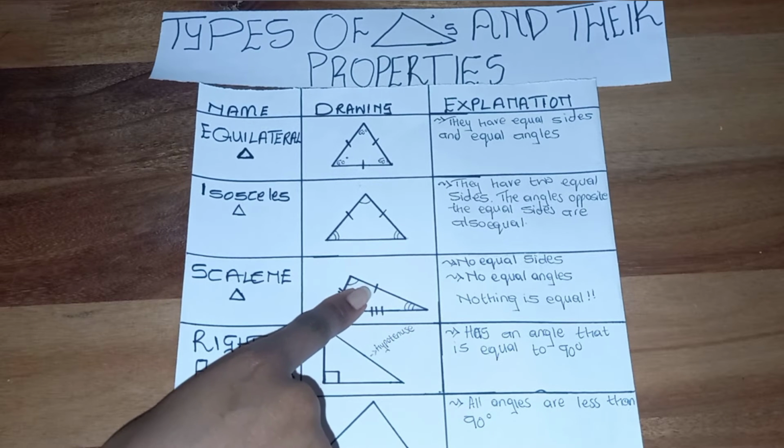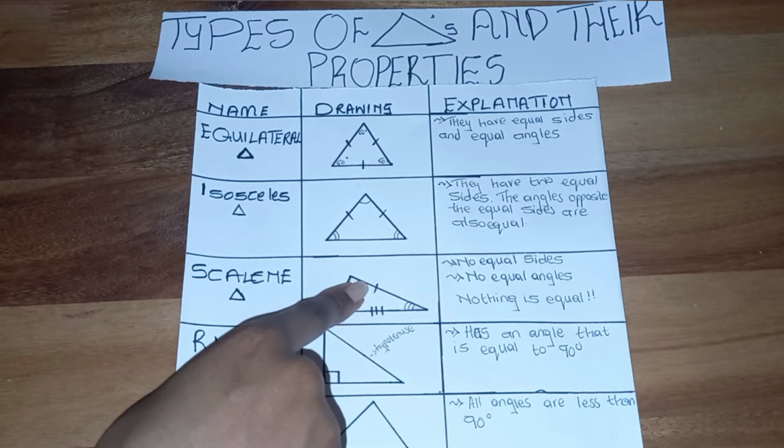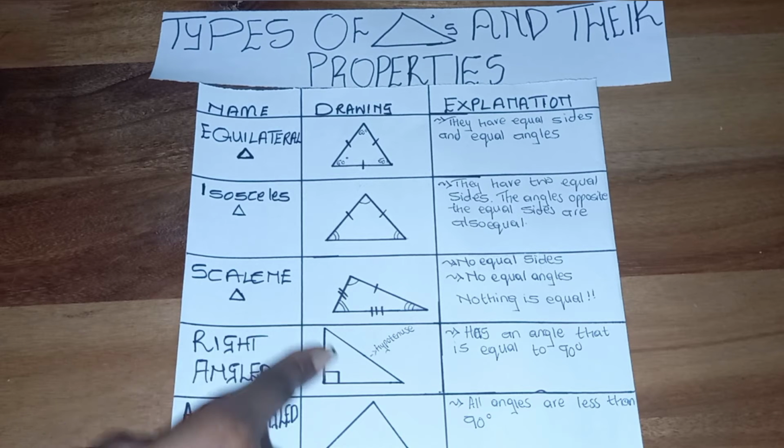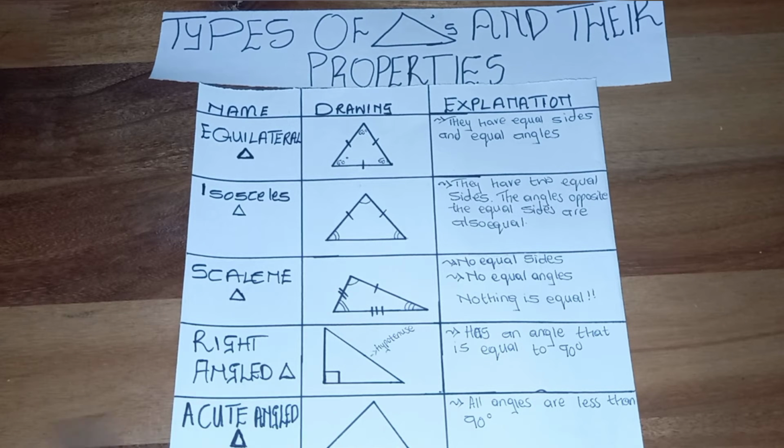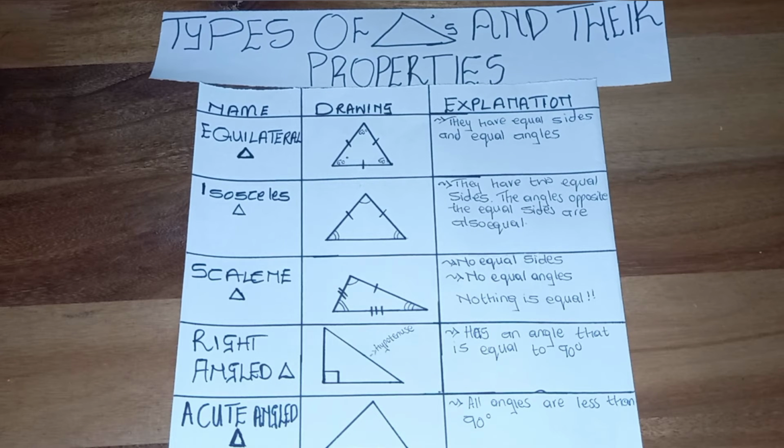As you can see, there is no side which has one tick to show that it is equal to this side. There is no angle which has 3 stripes to show that it is equal to this one. Each and everything is different. Now let's move on to the type of triangle number 4, which is the right angled triangle.